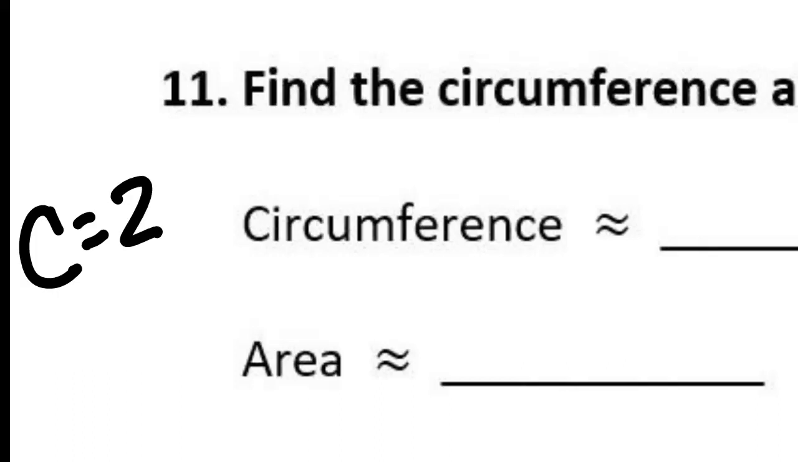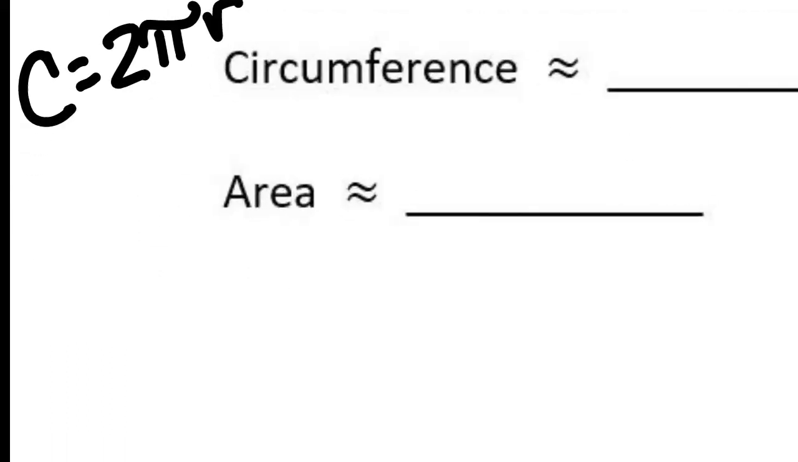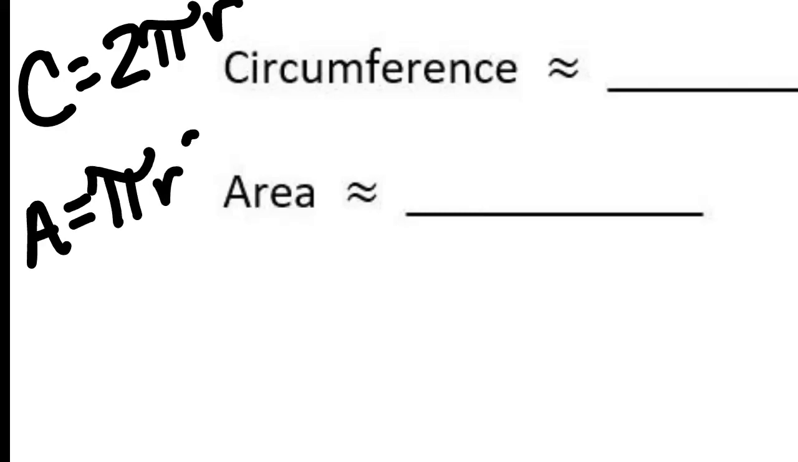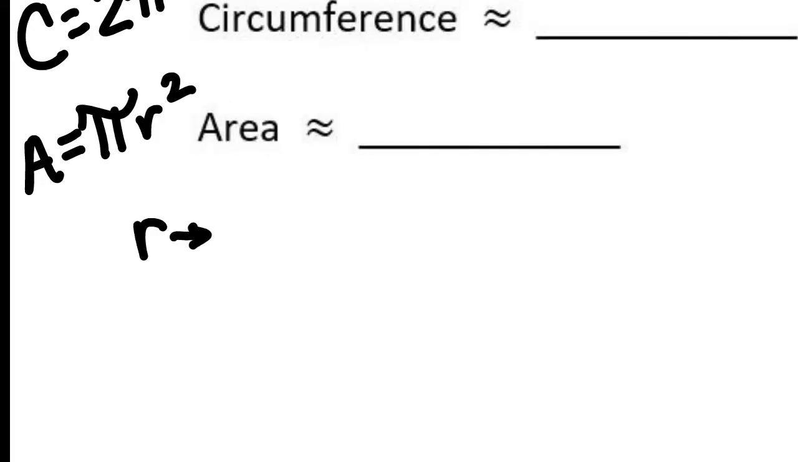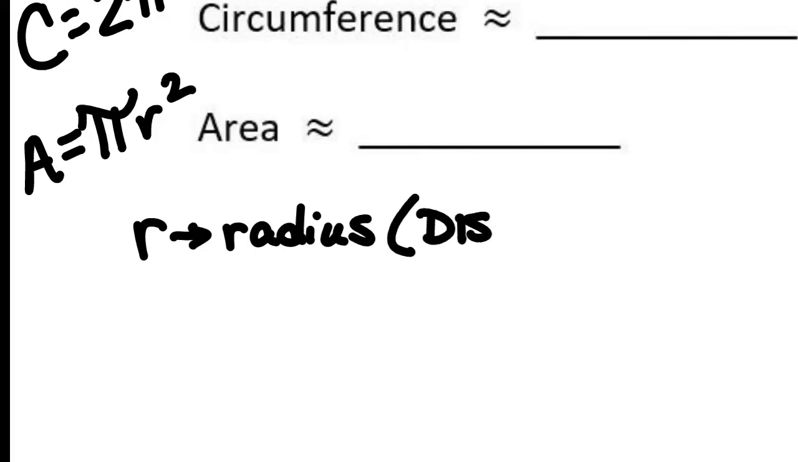Circumference formula is 2 pi r. Area formula is pi r squared. R is the radius, which is the distance from the center to the edge.